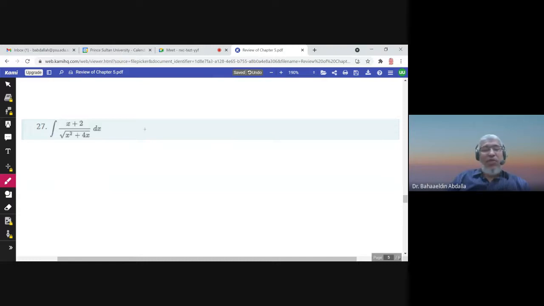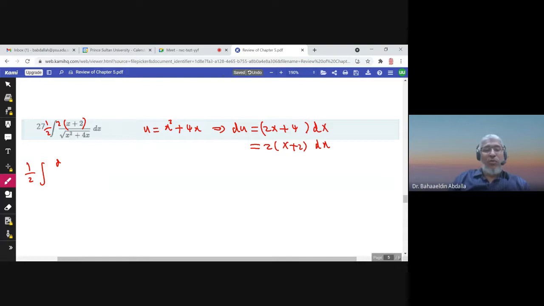Well, here I take u to be the radicand in the denominator. du would be the derivative, 2x plus 4. If you notice, if you take 2 as a common factor here, then actually you need to multiply by 2 here and half outside. So 2x plus 2 dx would be du. And this is the square root of u. It would be u to the power -half when you take it up.